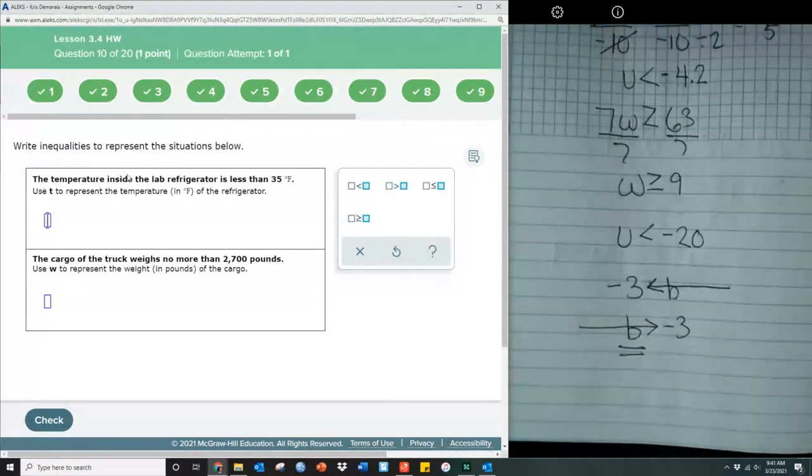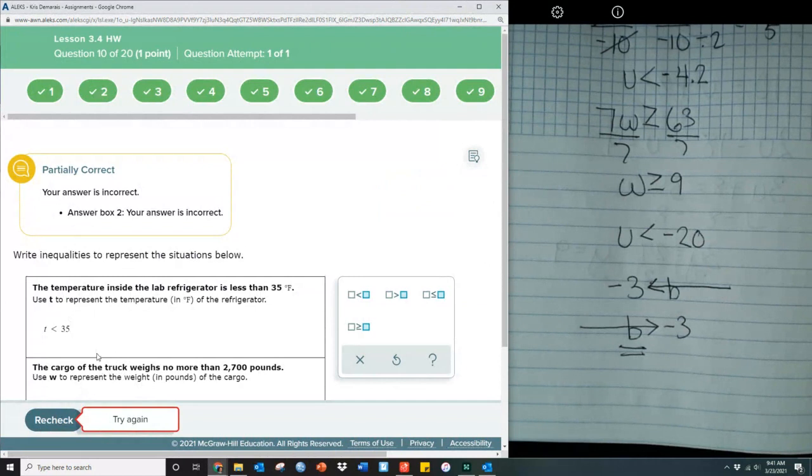But now the temperature inside the lab refrigerator is less than 35 degrees. Use T, so T is less than, all right? So T, the temperature, is less than 35. The cargo truck weighs more than 2,700 pounds. So more than is, whoops, gotta get it in the right box. Okay, here we go. It's more than, so the weight is more than 2,700.